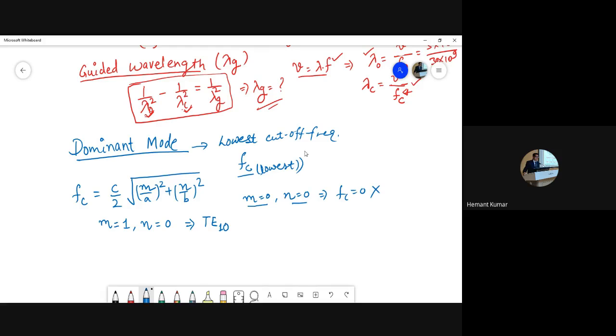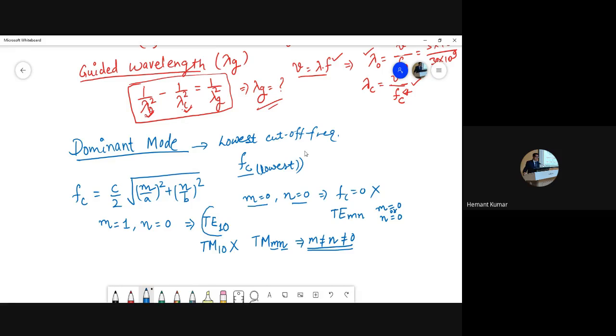TE10. You may ask, why not TM10? Because TM10 will not exist. In TMmn, in general, m and n cannot be equal to 0. These two values cannot be 0 in TMmn, but in TEmn these values can be 0. Any of these two values can be 0, but not both.